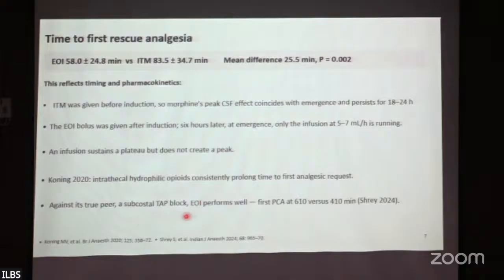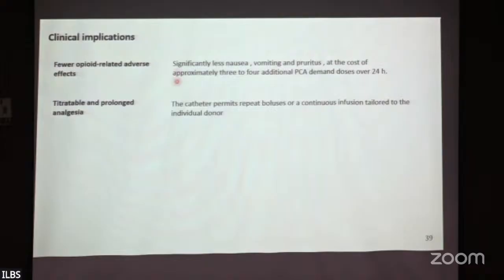Against its true peer, like a subcostal TAP block, the EOI block performs well, and the first patient-controlled analgesia activation was significantly longer in the EOI group when compared to the subcostal TAP block. Moving on to the clinical implications, fewer opioid-related side effects were found in the group that received the block. There was significantly less vomiting, nausea, and pruritus, which can significantly affect the donor recovery in the post-operative period and their quality of life. The cost was only an additional 3 to 4 bolus doses in the IV-PCA. And the catheter permits repeated bolus or continuous infusion tailored to the individual donor.